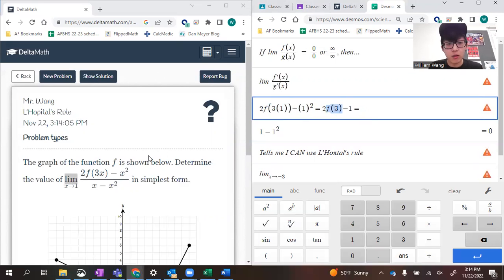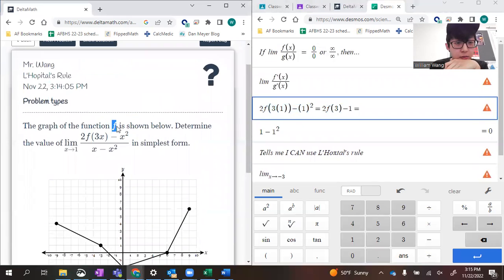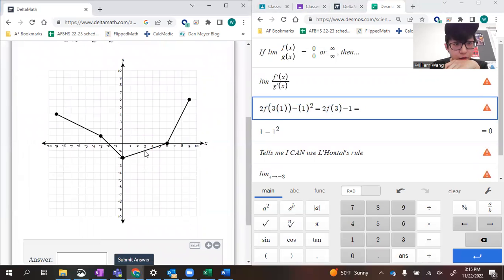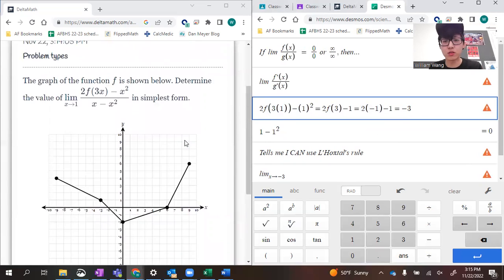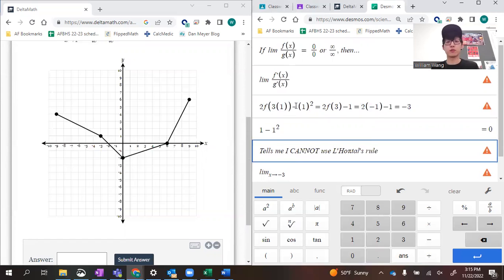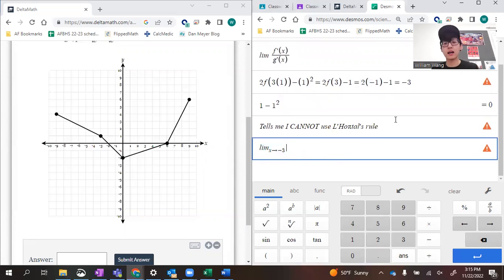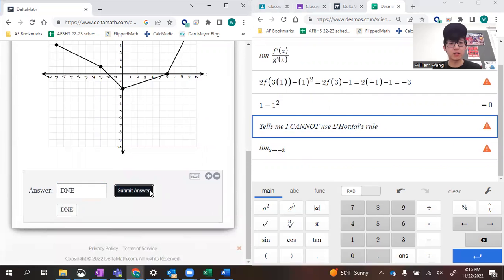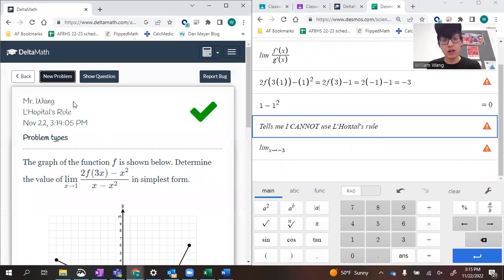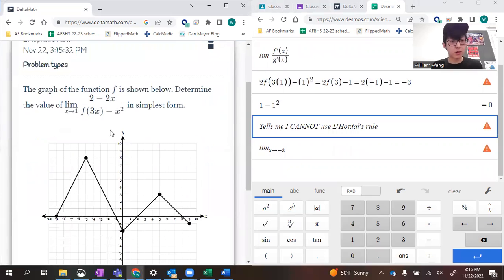And f of 3 is what? Well, let's look. I go to my function, because it tells me my function is f. I go to f, I look at 3, and 3 is -1. F of 3 is -1, so it's 2 times -1 minus 1. All right, 2 times -1 minus 1. That looks like it's equal to -3 to me. So I actually think I cannot use L'Hopital's rule in this case. So my answer should be DNE. Let's see if that works with this one. Cool, it's DNE.